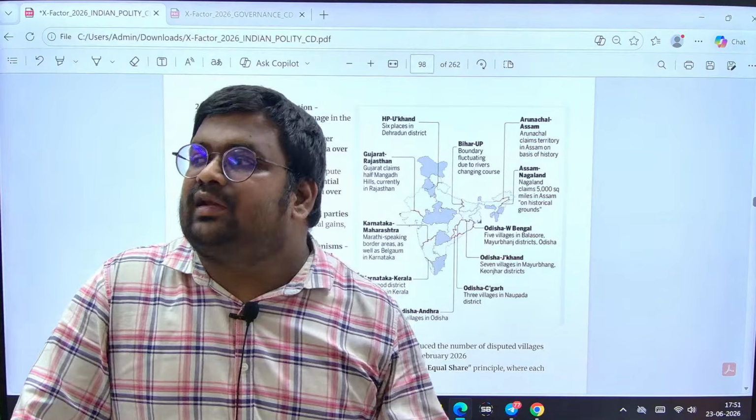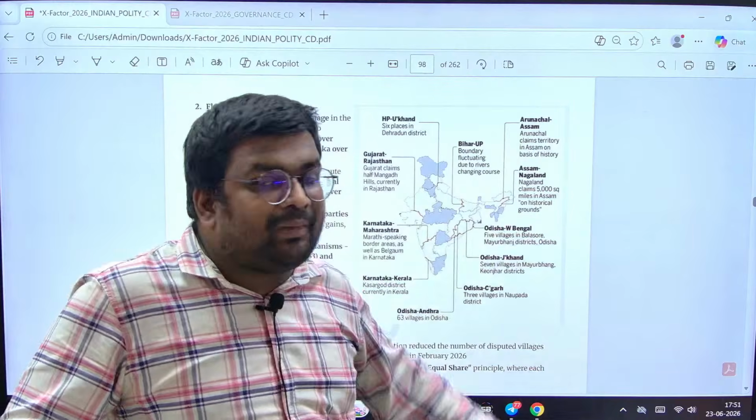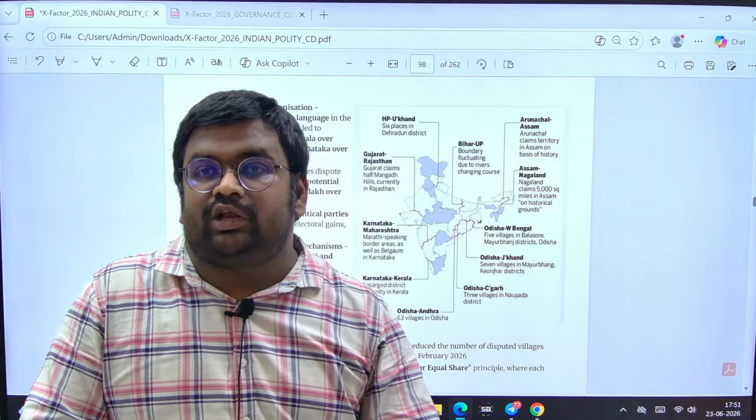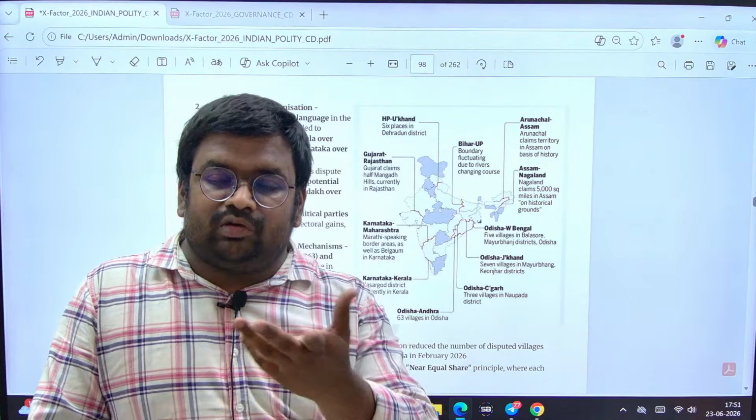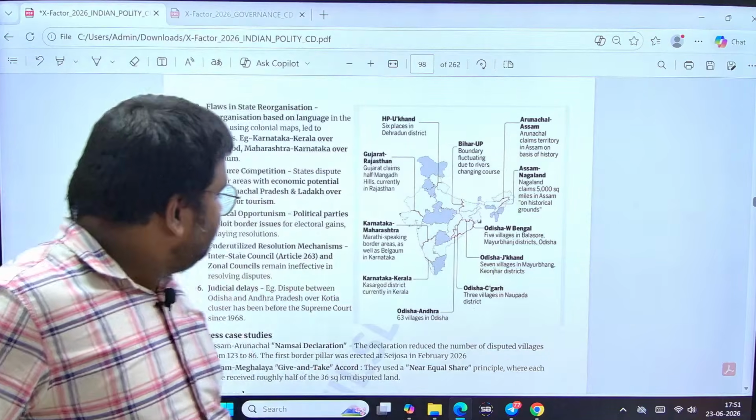So rather than simply highlighting the border disputes between the states, if you can put the map and highlight the disputed areas, ठीक है, that is going to make your answer more creative, right?